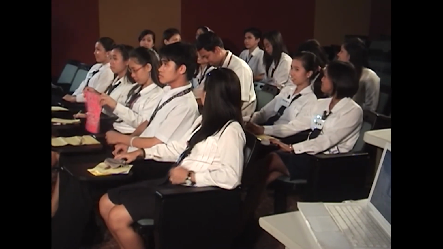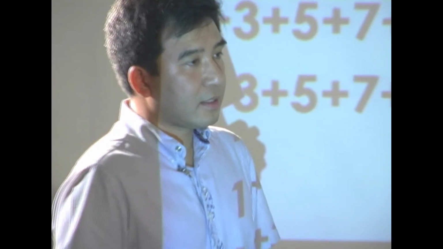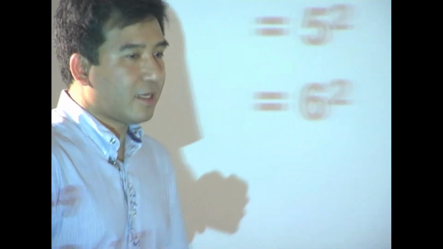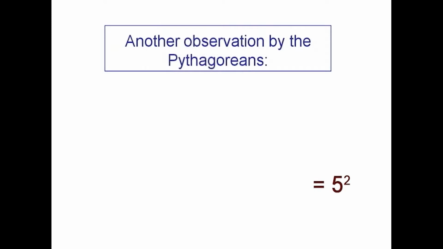Joseph? As I observe, a perfect square number is equal to the sum of consecutive odd numbers. Yes. So Joseph observed, as the Pythagoreans observed many years ago, that a perfect square is actually just the sum of consecutive odd numbers. In fact, 5 squared is the sum of the first 5 positive odd numbers.